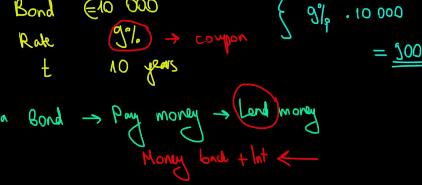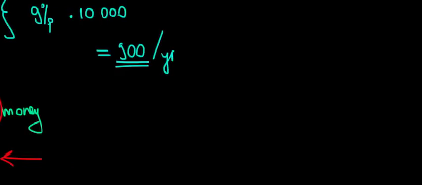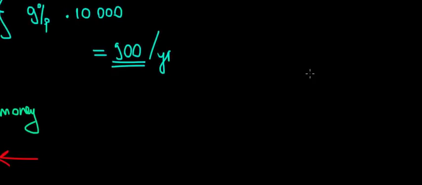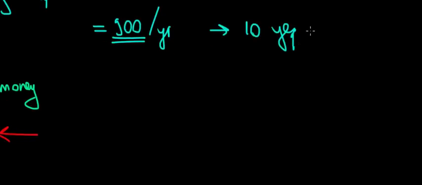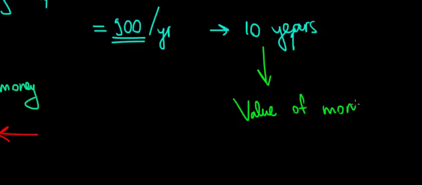So this is the interest that we're getting on the bond per year. How many years? Well, we have 10 years. So we're getting 900 euros in interest for 10 years. But remember, this is 10 years from now. So 10 years in the future we'll be getting this amount of money. Whenever we make a decision about money, we have to see what the money is worth now. We want to know the value of the money now. We call it the present value.